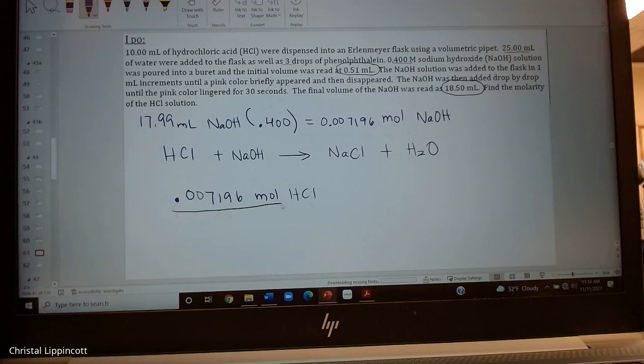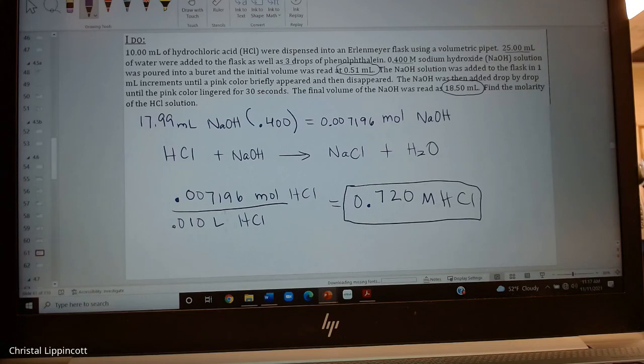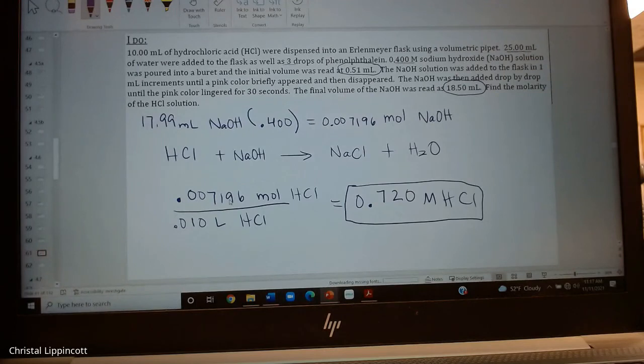And I know that I used how many mL of hydrochloric? 10, so that's 0.010 liters of HCl. So all I have to do is subtract, and that's going to give me a molarity of 0.720 molar HCl. Did I say multiply? I meant divide. I'm sorry. I said subtract. Divide it. Do as I write, not as I say, apparently.